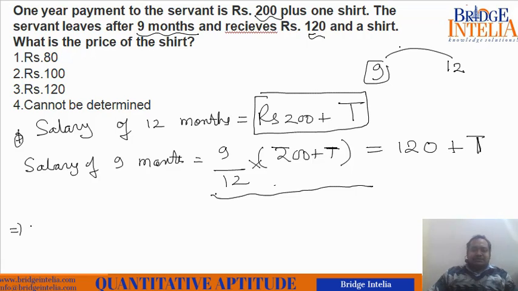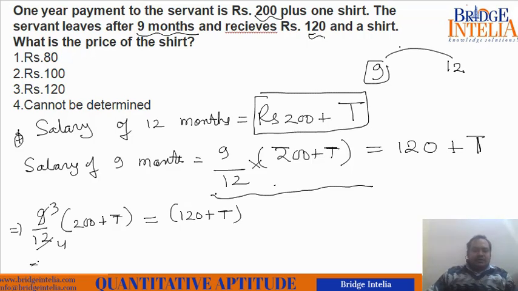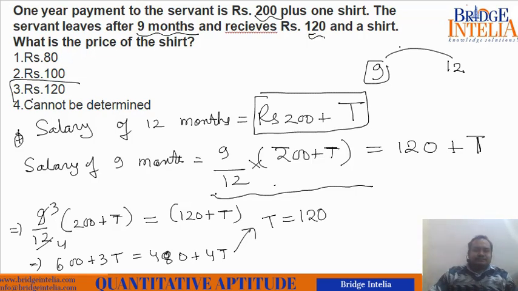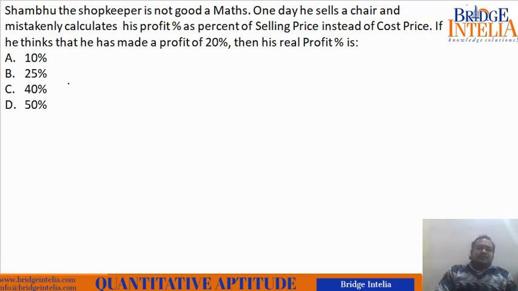So let's solve this. So 9 by 12 of 200 plus t must be equal to 120 plus t. So let's solve this. This is 3 upon 4. So if you cross multiply, 600 plus 3t is equal to 480 plus 4t. So from here, t comes out to be equal to 120. This much. Let's move forward.